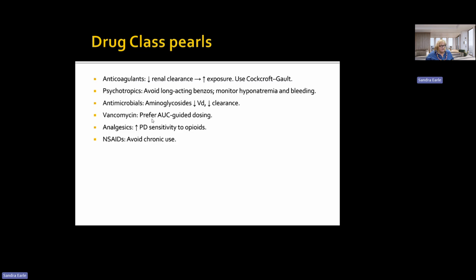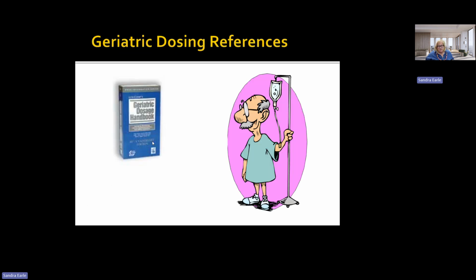Vancomycin specifically, we get better results with area under the curve guided dosing rather than concentration guided dosing. Analgesics, there's an increased sensitivity to opioids. Be careful with opioids. NSAIDs, we want to avoid chronic use because of all the problems we talked about a minute ago in the last slide. They interact with a lot of other drugs and diseases, and it's mostly renally based, that it can enhance a decreased renal function.